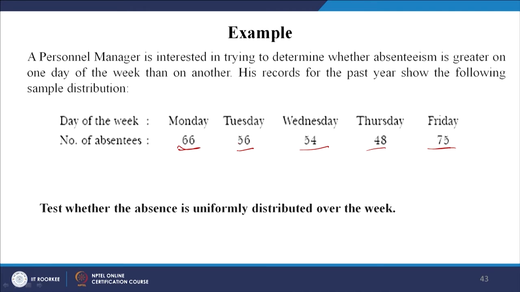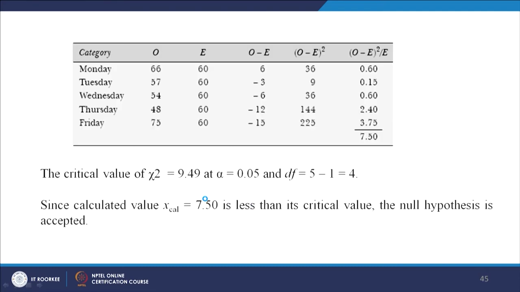60 plus 50, 110, 160, 200, 270, 275, 283, 287, 293, 299. It is not exactly 300, it was approximately 299, so you can assume it is 300, right. Now, arranging the data, you see how it is coming.